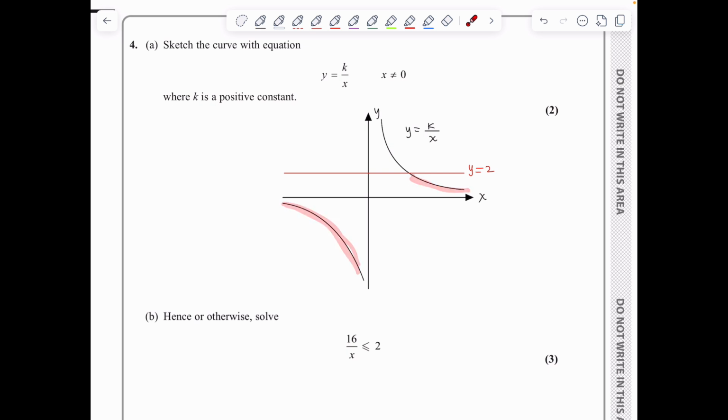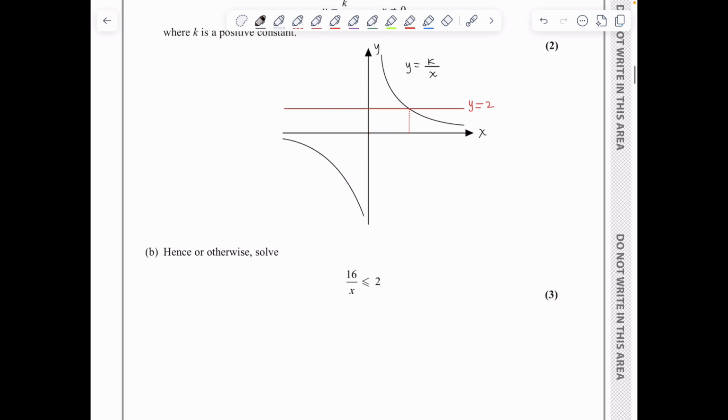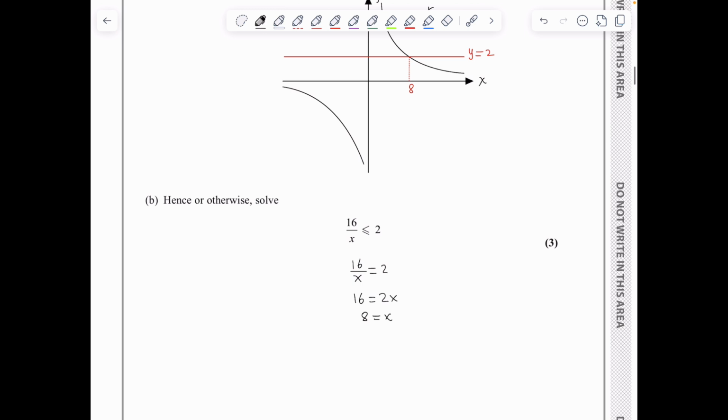So the first thing to do is find the point of intersection over here. So I will start by equating 16 over x with 2, leading to 16 is equal to 2x, and therefore x is equal to 8. So this is 8 here, so I surely need this part here and then this part here. So we want to be on the left hand side of the y-axis, so we want x to be less than 0, or we want x to be greater than or equal to 8.